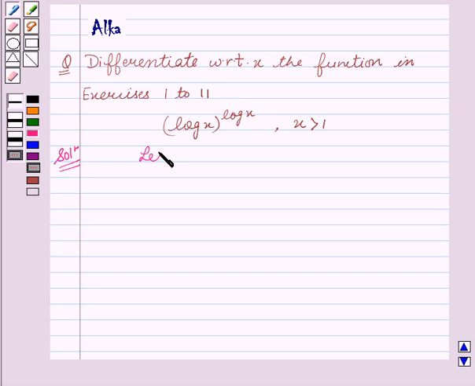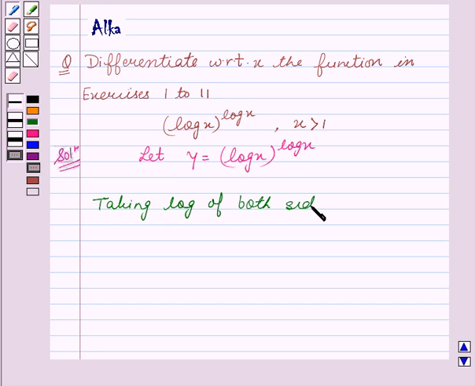Let y equal log x to the power log x. Now, taking log of both sides, we get log y equal to log x into log of log x.